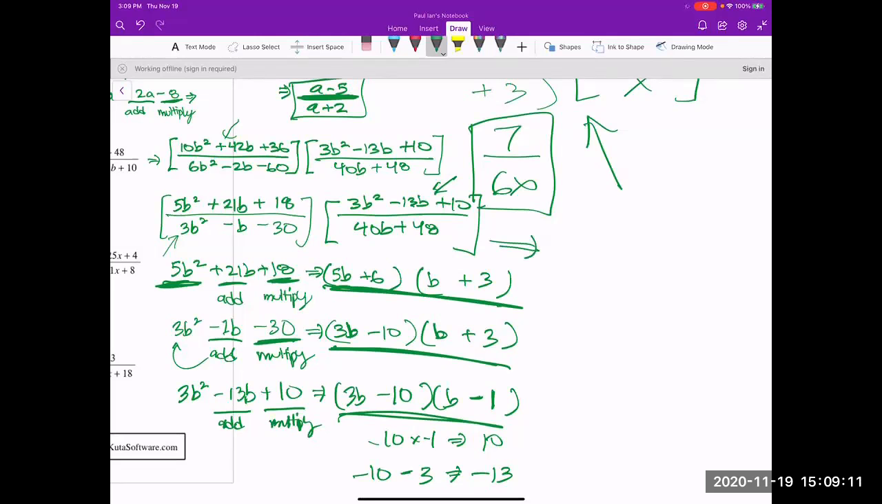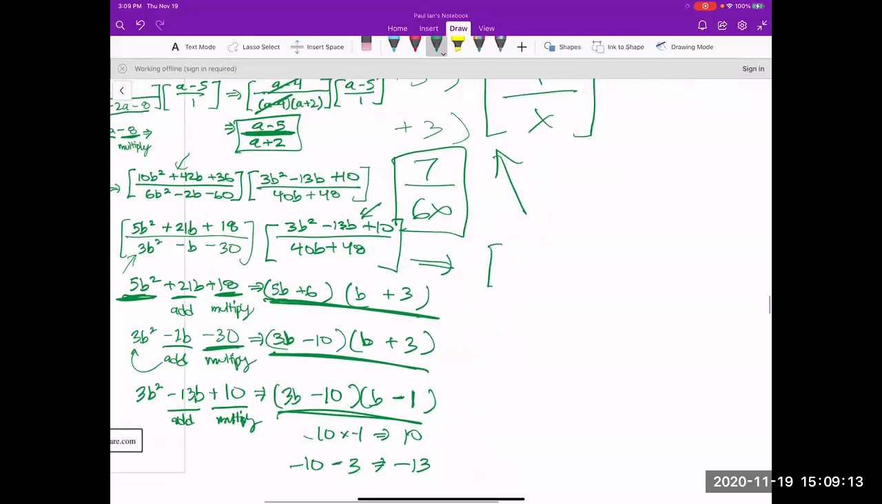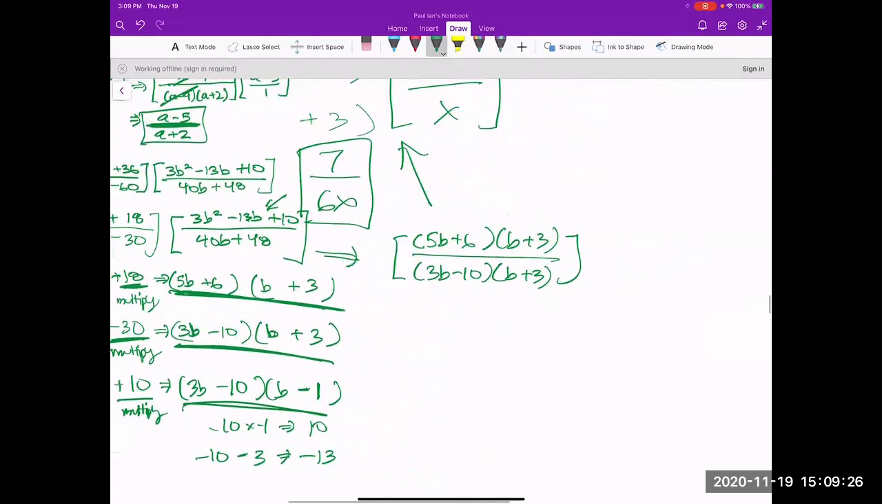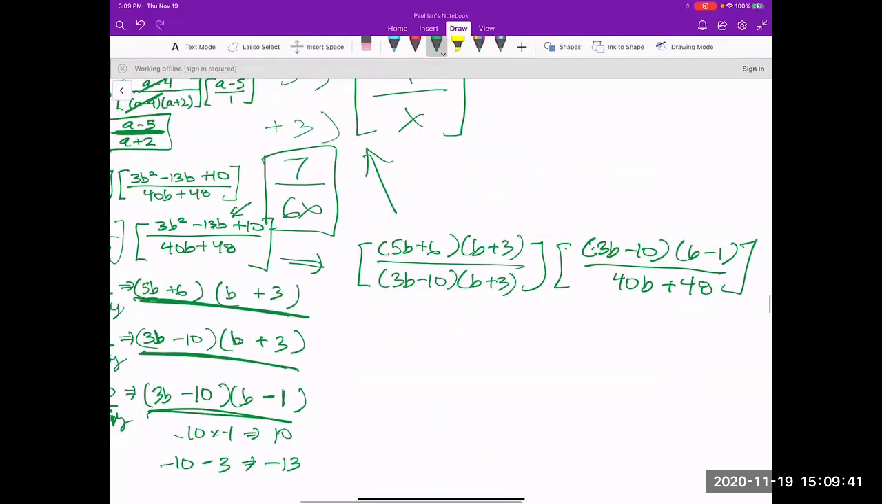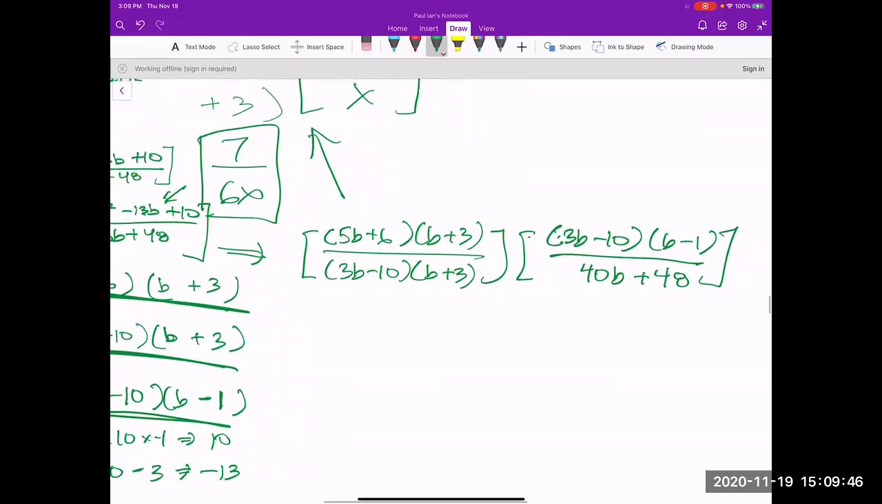Okay, let's just substitute them and see what happens. So you have 5b plus 6 and b plus 3 on the top. The bottom is going to be 3b minus 10 and then b plus 3. And the other one is 3b minus 10, b minus 1, and the bottom here is 40b plus 48. And this will be the last one, since I want to let you go early. So this is what you have right here, right? Yeah.